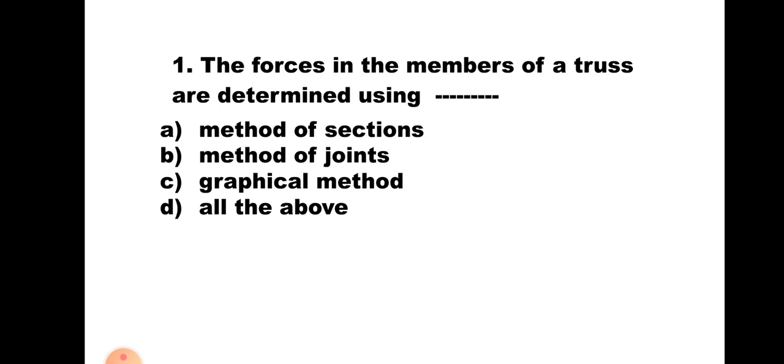Question number 1. The forces in the members of a truss are determined using A. Method of sections, B. Method of joints, C. Graphical method, D. All the above. Now, for analyzing a simple frame or a simple truss, all these three methods are useful. They are of different types, each has its own importance. So here we can use all the three methods, hence the correct answer is D, all the above.